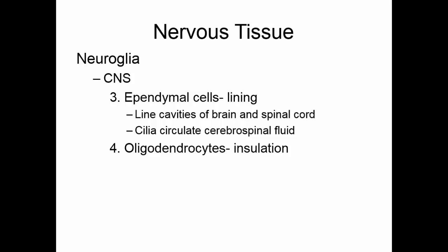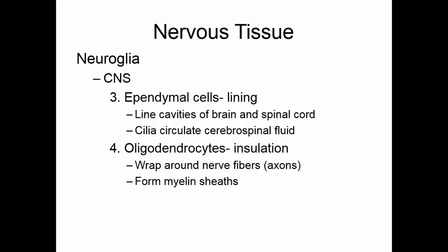And finally, we have the oligodendrocytes. These are the insulating cells. They send processes out to wrap around the nerve fibers, the axons of the neurons, and form the myelin sheaths. The myelin sheaths help keep your wires from getting crossed. They literally are the insulation around those electrical nerves.